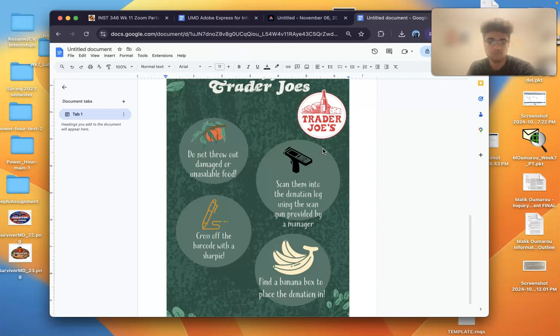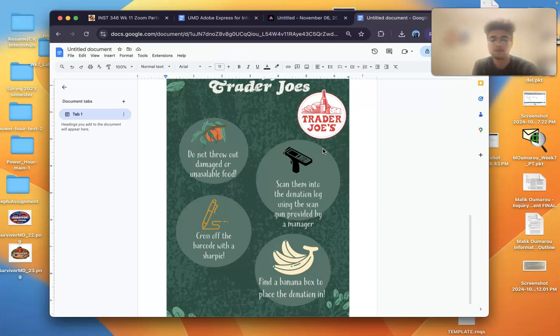The next step, scan them into the donation log using the scan gun provided by a manager. There's a separate scan gun for donations that the managers have, and you just ask for it. I found a scan gun icon online, put that in there. I believe it's kind of simple, makes sense. Cross off the barcode of the product with a Sharpie just to ensure that no one can accidentally scan it or try to sell it to someone else.